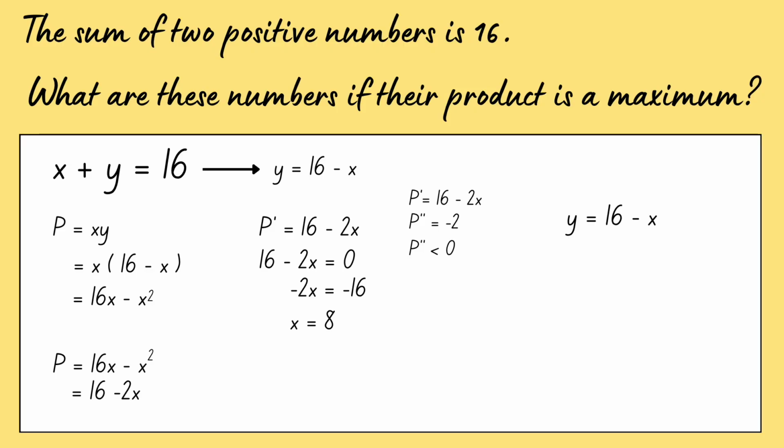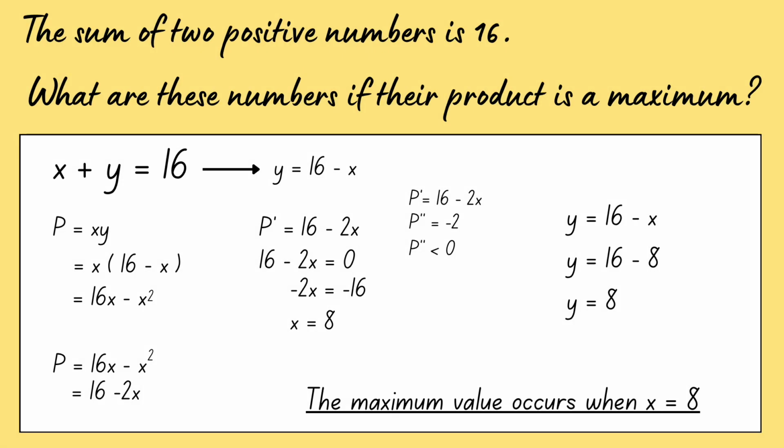And let's get the value of y. Let's go back to our equation 2. Y equals 16 minus x. We change the x to 8 from the first derivative. Y equals 16 minus 8, and 16 minus 8 is equal to 8. So the value of one positive number is 8 and the other one is still 8. So the two positive numbers are 8 and 8, and the maximum value occurs when x is equal to 8.